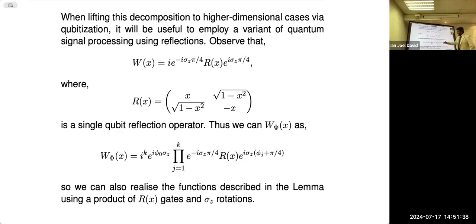Okay? And what that does is we can rewrite our circuit W phi of X in the following way. So we can replace W of X, which is this, and you can see here we start off with the first term in the circuit, and then there's just products, which is just Z rotations interspersed with reflection operators. Okay? And you can realize all the functions that I described in the lemma using precisely this circuit. So any polynomial P that satisfies those conditions, you can realize now with this circuit using the reflection operator. That's all we've shown.